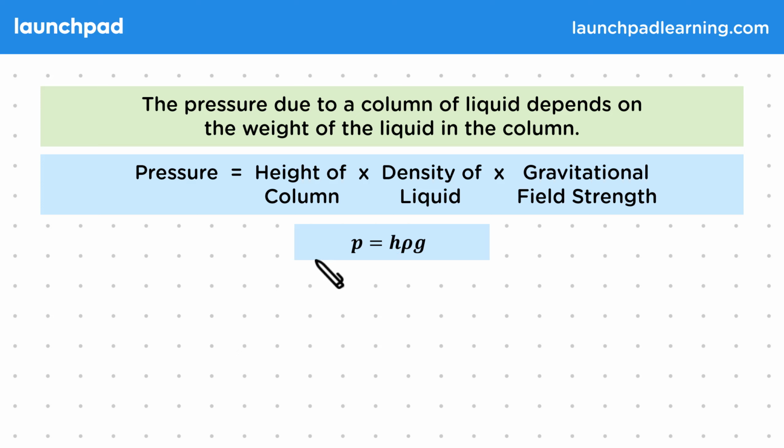So we know that the pressure is equal to force divided by area. So this equation can be derived using the equation for weight and then dividing by the area. We just use the volume and density to find the mass in this case.